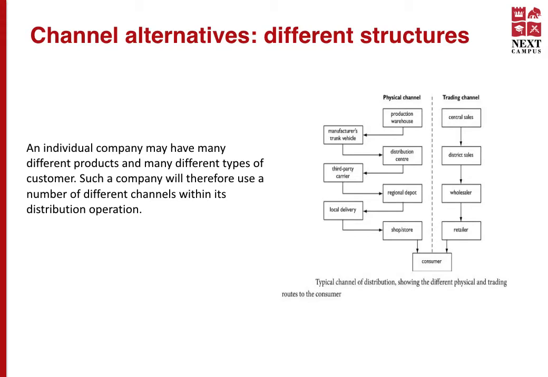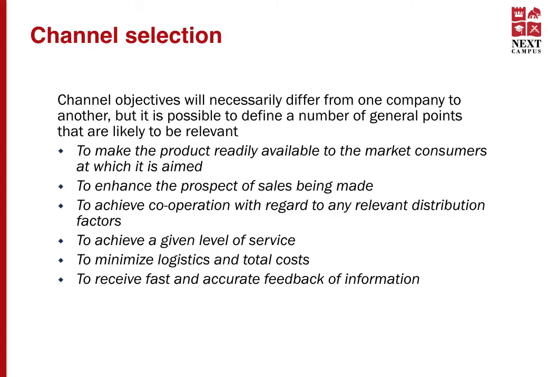An individual company may have many different products and many different types of customer. Such a company will therefore use a number of different channels within its distribution operation. In this example, you can see the diagram. There are two channels, the physical channel as well as the trading channel. Channel objectives will necessarily differ from one company to another, but it is possible to define a number of general points that are likely to be relevant.